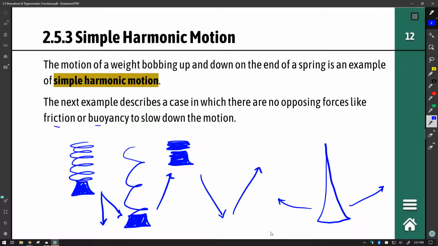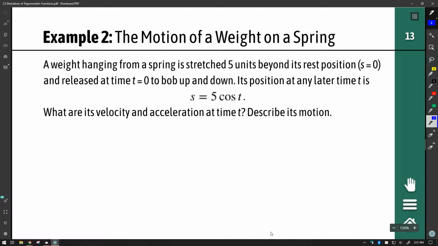We've got a spring and a weight on the bottom. So a weight hanging from a spring is stretched 5 units beyond its rest position, where its position at rest is s equals 0, and released at time t equals 0 to bob up and down. Its position at any later time t is given by s equals 5 cosine of t. So our questions: what are the velocity and the acceleration at time t, and then we want to describe the motion.